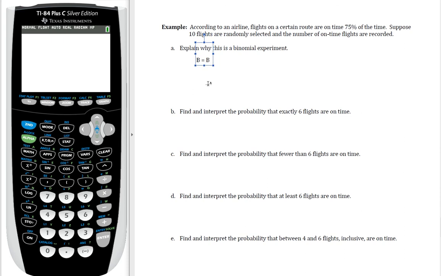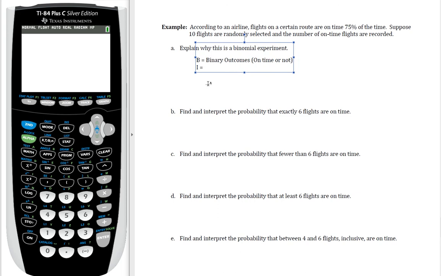So B in BINS refers to the binary outcomes that we have in an experiment. What that means is that we're looking for the different possibilities that we can have from this experiment. In this case, we're talking about flights being on time. So for us, our binary outcomes are on time or not. Those are the 2 things that can happen in this experiment, so we can consider it to be binary.